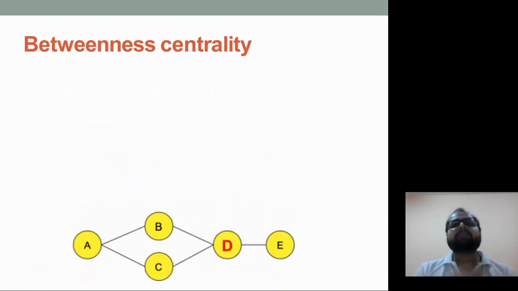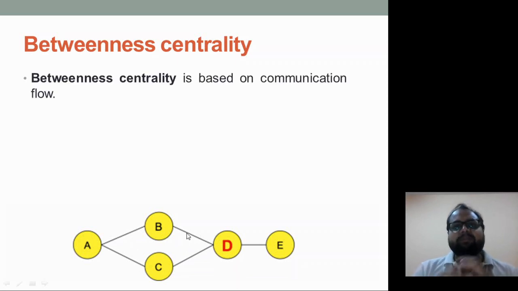The second is your betweenness centrality. Now betweenness means, if you see, this is A B D and A C D. This is one path and this is another path. Now both paths meet at this place, that is, in this node, that is your D. So betweenness means D is a node which is in between both the paths. Okay, so betweenness centrality is what we call communication flow.